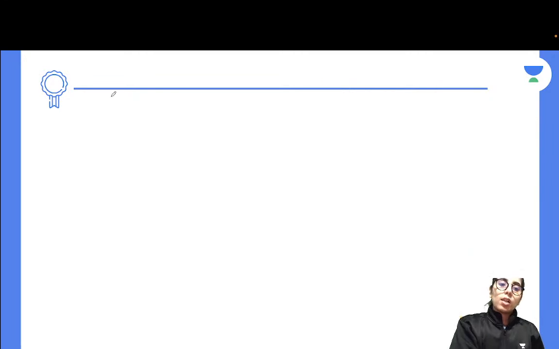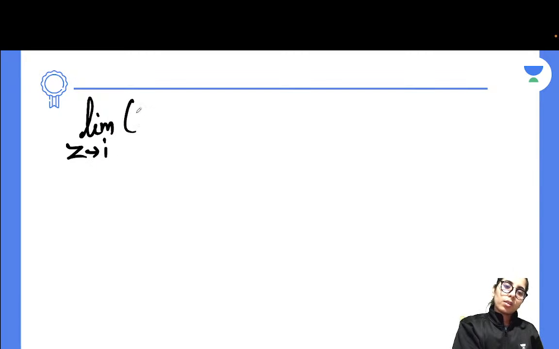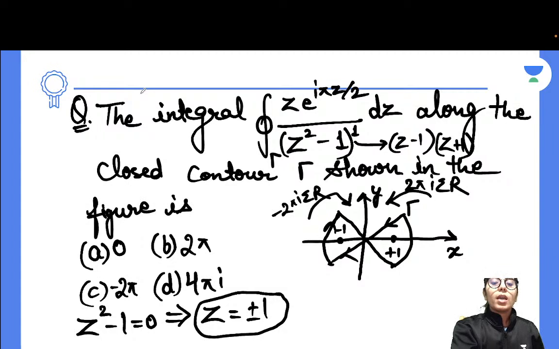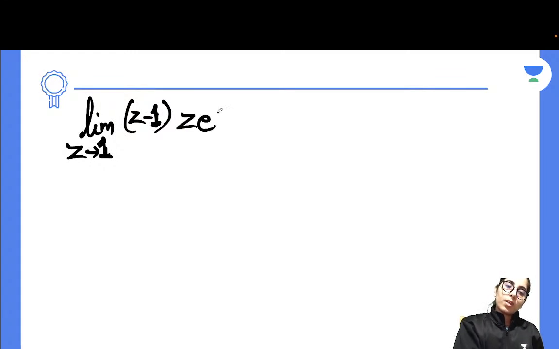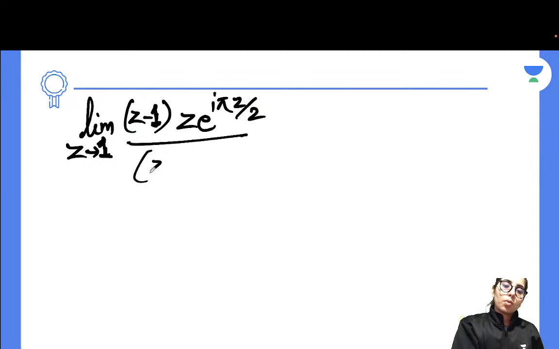It's going to be limit z tends to iota, z minus iota, okay, or limit z tends to 1 in this case. So z minus 1, and fz, which is going to be z e to the power iota pi z. Oh, we missed the z there. Got it. We missed the z there. We didn't consider the z. Okay, that's the reason we were not getting it. Now, just apply the limits. It will give you iota by 2.